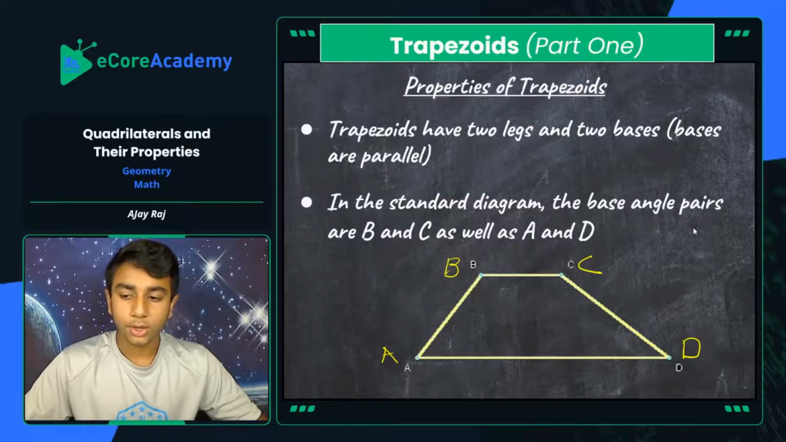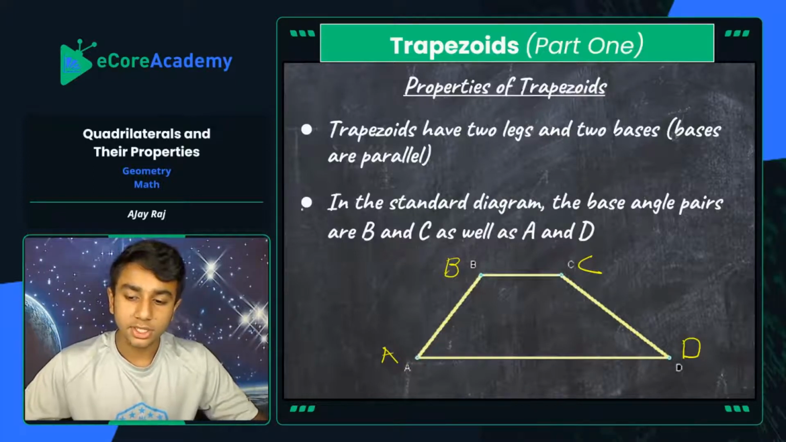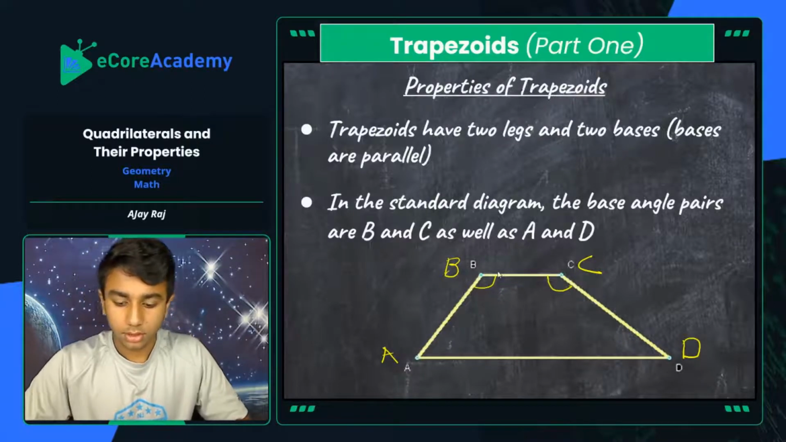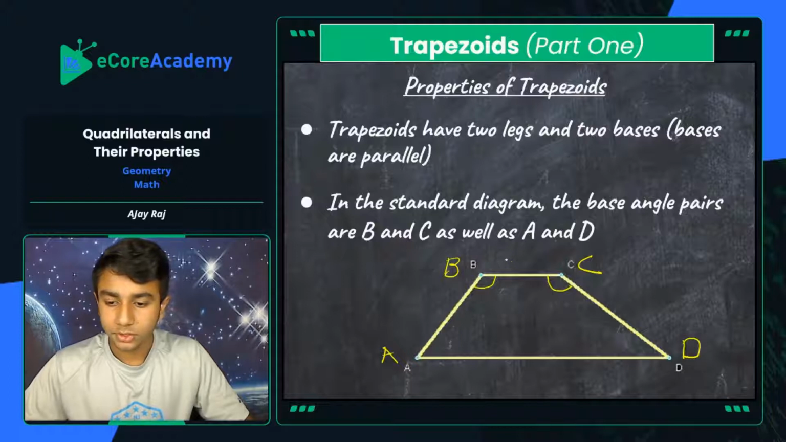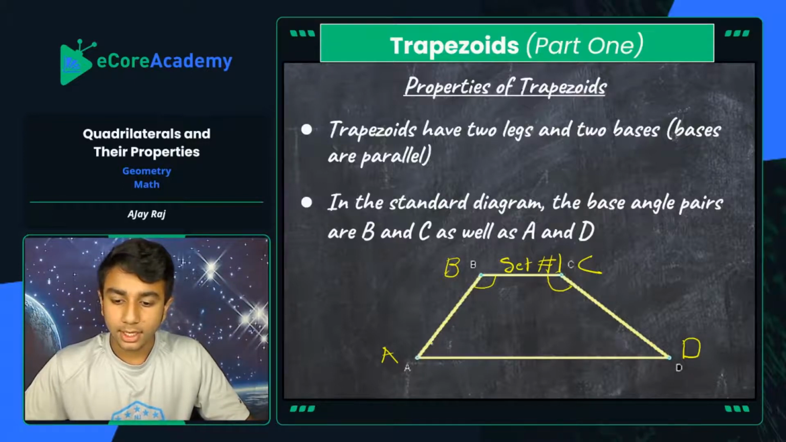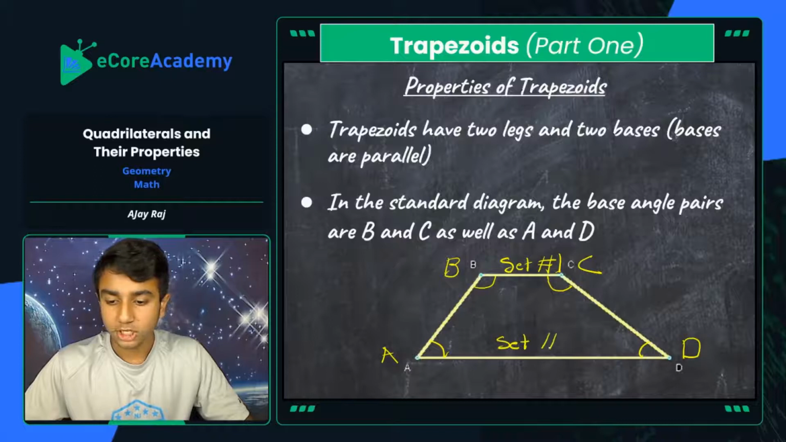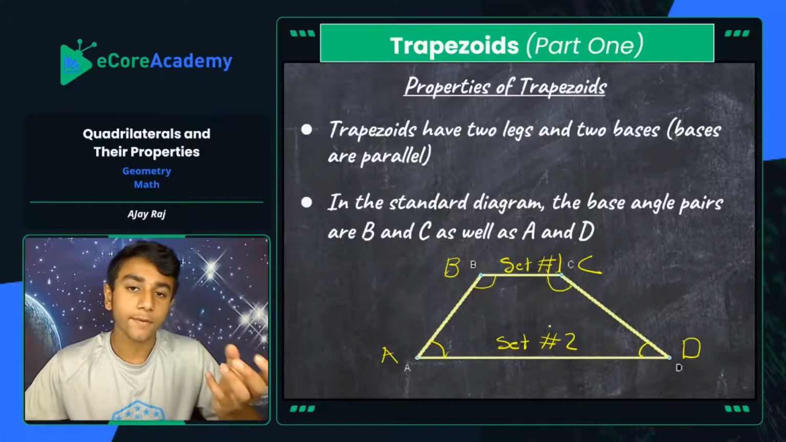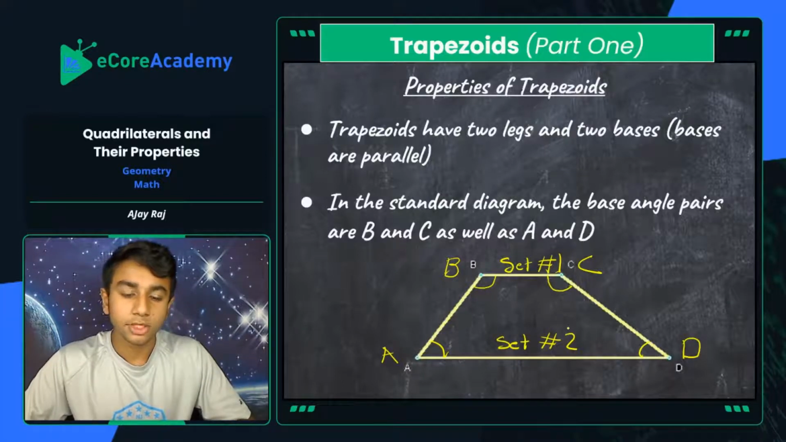And if you're looking at the standard diagram, the base angle pairs are going to be BC. So I'll write this out here. BC, angle B and angle C are going to be one set. So set one of base angle pairs, because they're directly on the base. And then angles A and D are going to be set 2 of base angle pairs. They're just angles that are located in relation to the base. So since you have 2 bases, it's going to count for all angles and relationships. You just need to be able to differentiate the angle pairs, what pairs are actually given.